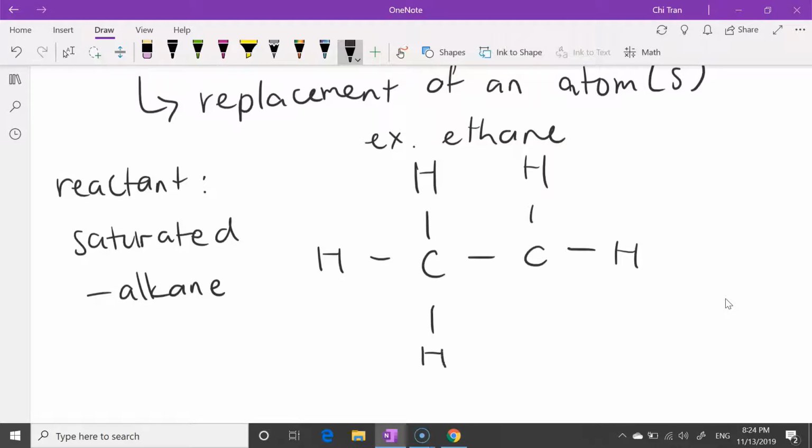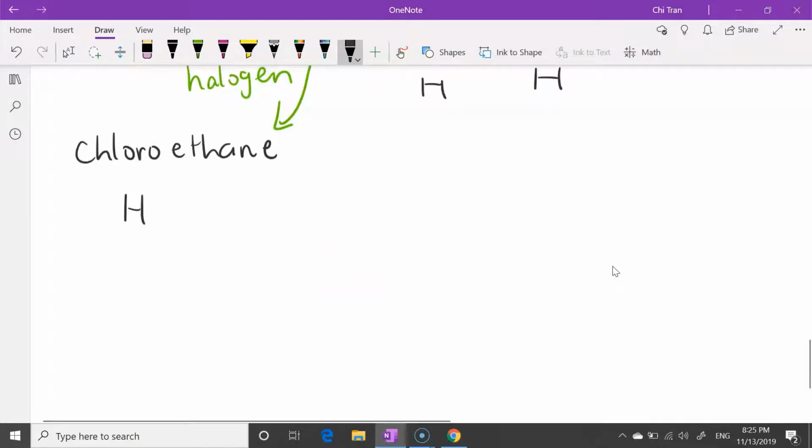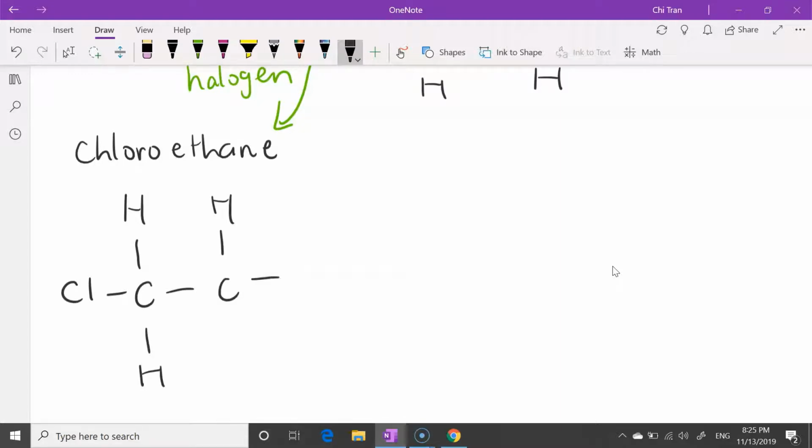And so in this example, let's use ethane. And so one of the hydrogen will be replaced. Let's say the hydrogen is replaced by a halogen. And so in this example, let's use chlorine. And once it's replaced, it will create a chloroethane.